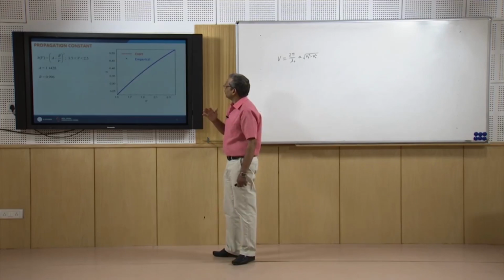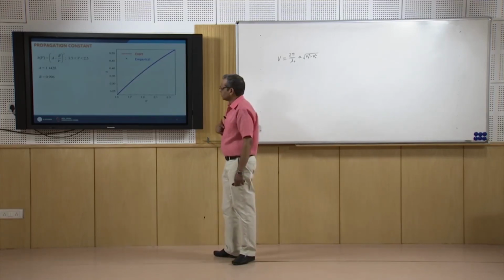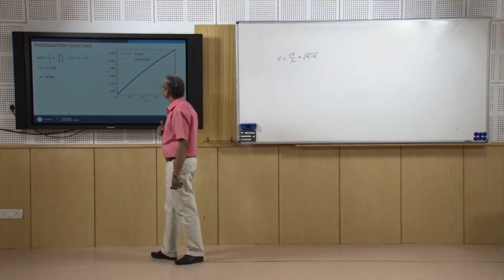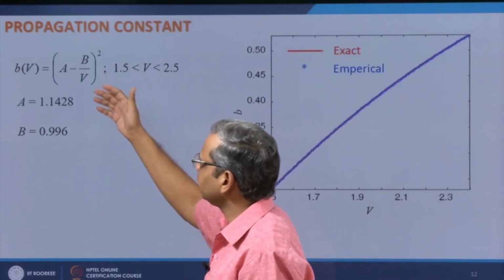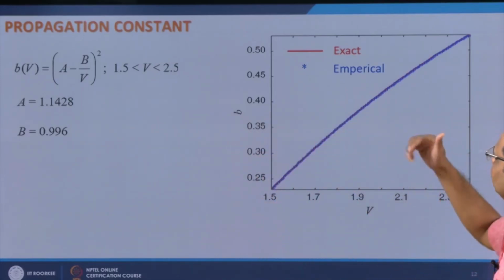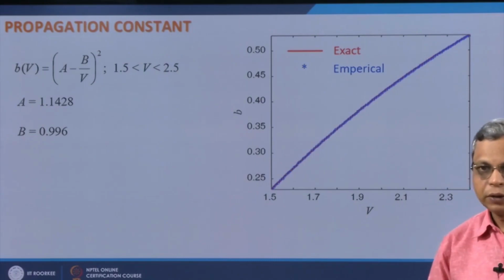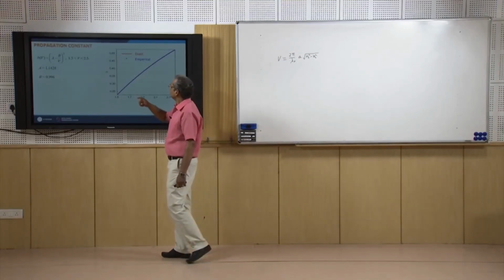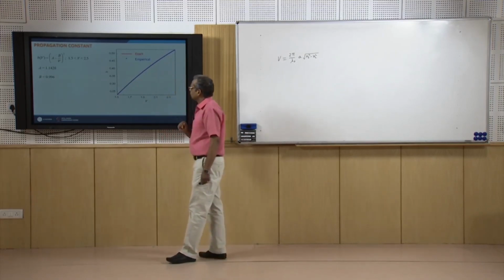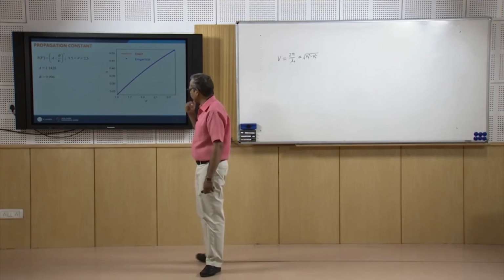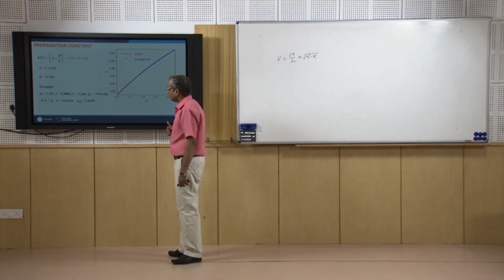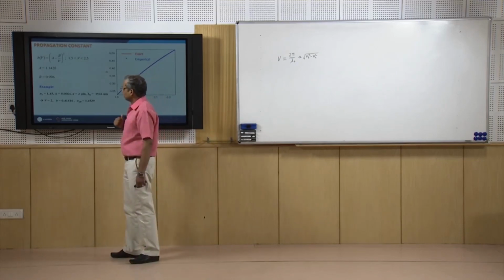How good this empirical relation is, for that I have superposed the values of b obtained by this empirical relation on the values obtained by solving the transcendental equation, and I find that the agreement is quite good. If I look at this graph, I can also have a quantitative estimate of how good this fitting is. That I will do in the next slide.